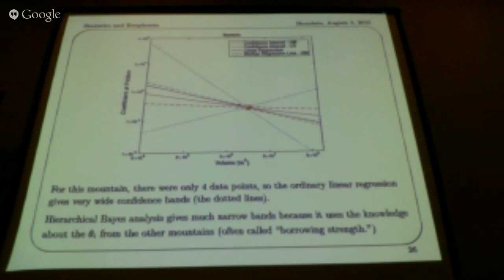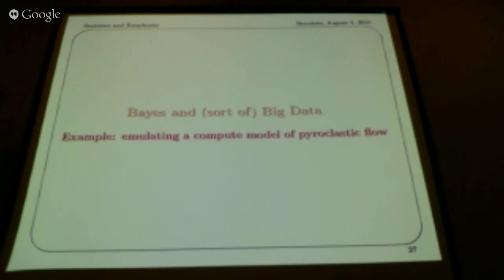Okay, here's Bayes and sort of big data. I was writing this down, Bayes and big data, and then I realized what you guys deal with. It's terabyte a second of data kind of stuff, and this is not that. It's just Bayes and sort of big data. This comes from the problem of emulating a computer model of pyroclastic flow, and this is Gaussian process stuff.